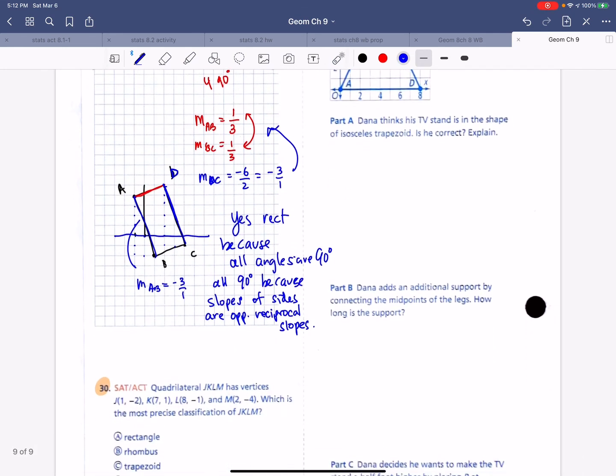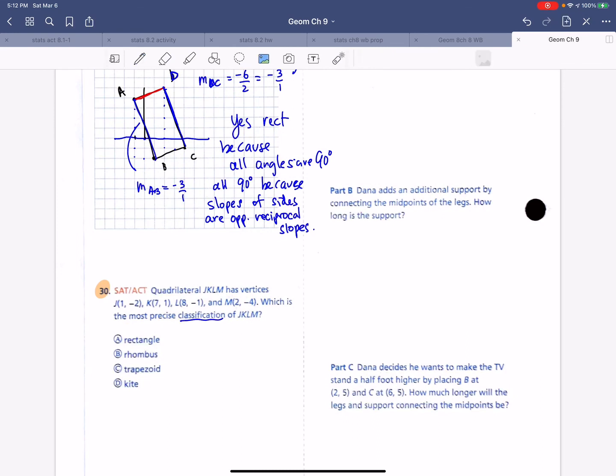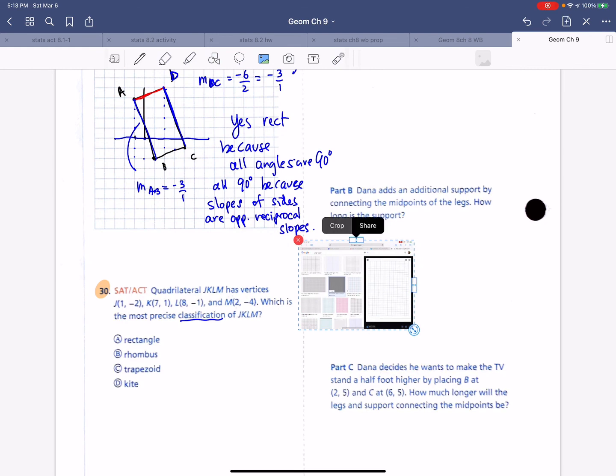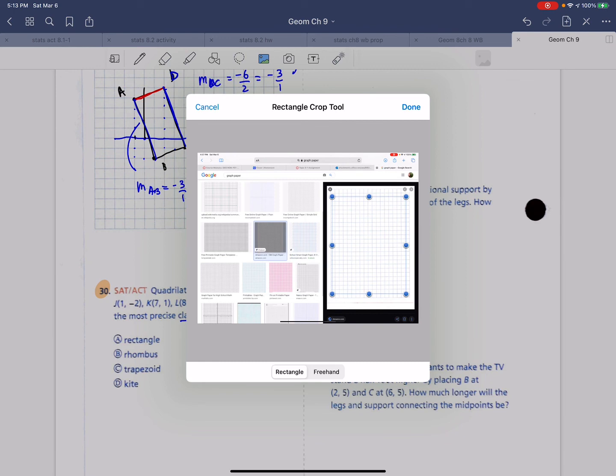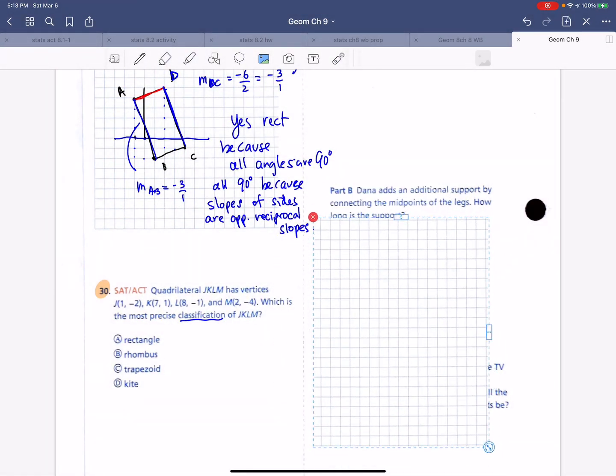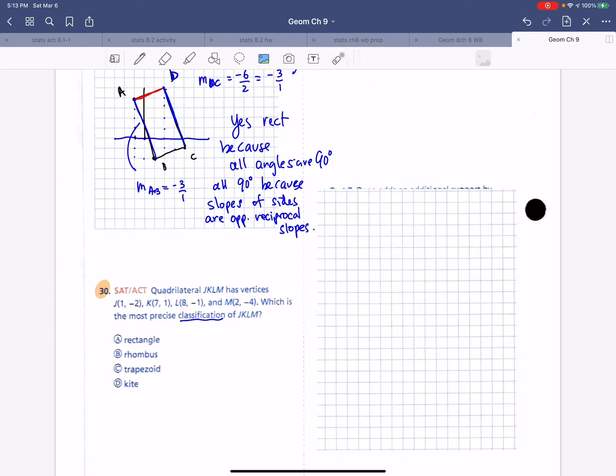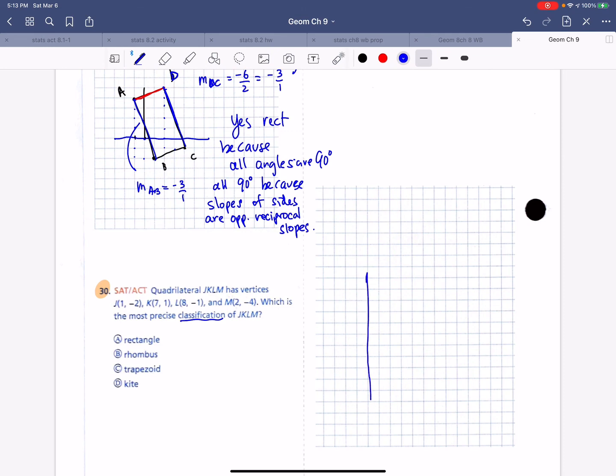Cool. Okay, last one. What is the most precise classification? So getting our graph paper. We're not going to do that problem, so we can just kind of blow it up. So let's just say I make this my origin. So I have 1, -2, that'll be J. 7, +1, that'll be K. 8, -1, that'll be L. 2, -4, that'll be M. Kind of looks like a rectangle, so that would be probably the most specific name. So we have to verify these slopes. So the slope of JM, it's definitely not a rhombus, all equal sides.